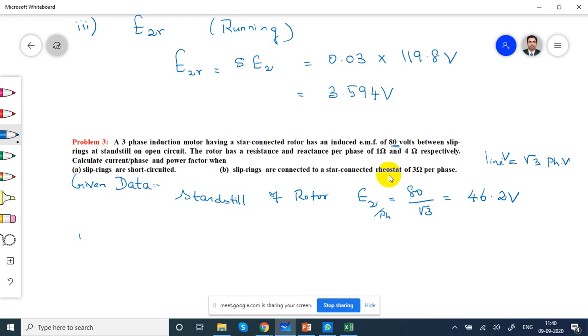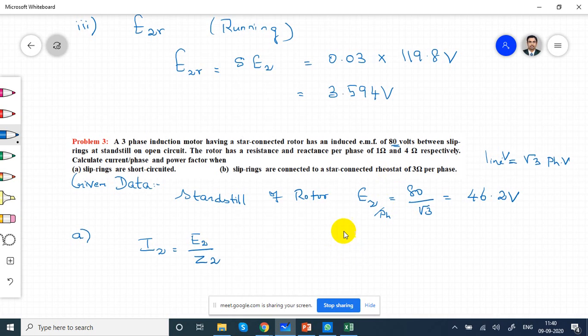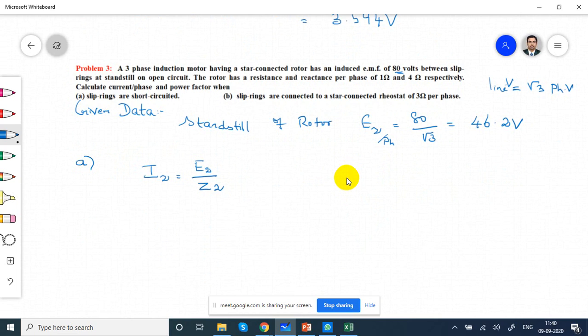The first one, A part. Slip rings are short circuited. Calculate the current per phase. So how to calculate the current? We know the current formula, I2, because it is standstill, right? I2 is equal to E2 by Z2. E2 value is already available, 46.2 divided by Z2, which we don't know.